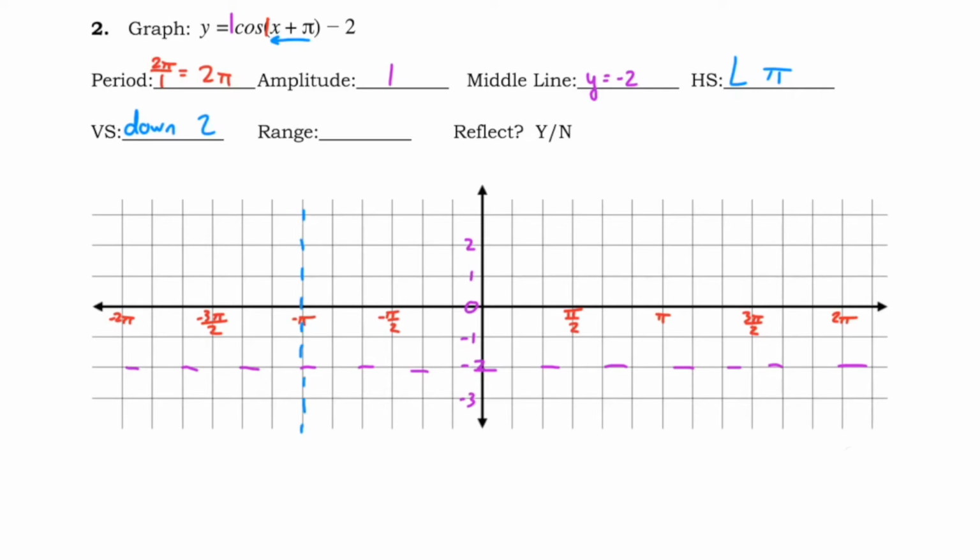But remember that the cosine graph actually starts at its maximum point. So like the parent function for cosine starts here and then dips down from there. So it's kind of confusing, but over here at -pi, it's going to start not on this purple dashed middle line, it's going to start at its maximum point, which since the amplitude is 1, that's 1 unit above the purple line. So the starting point for this cosine graph is actually going to be here at -pi, -1.